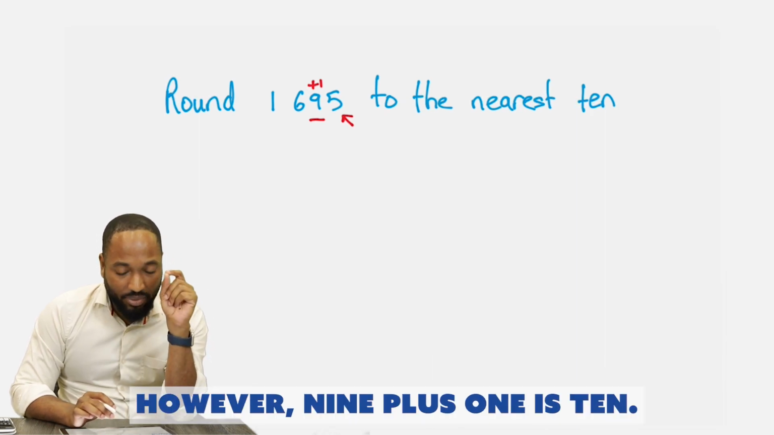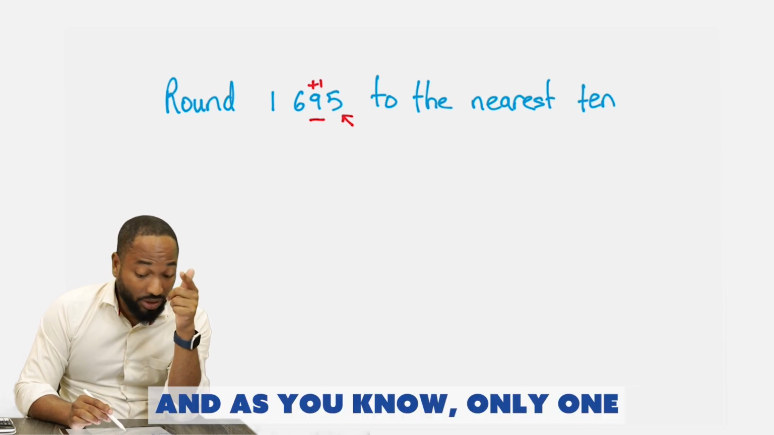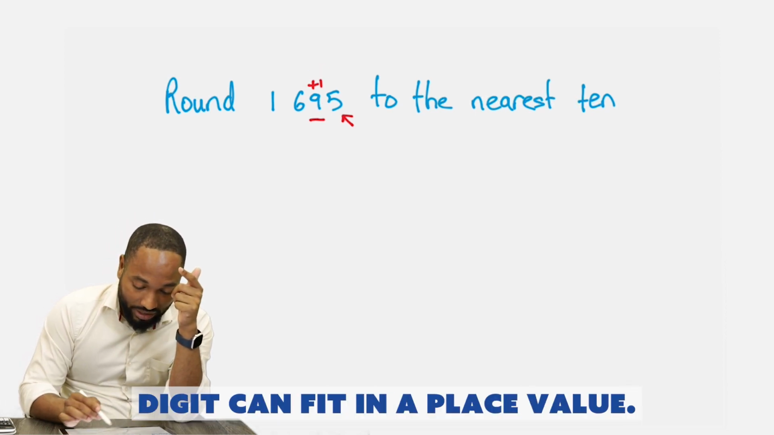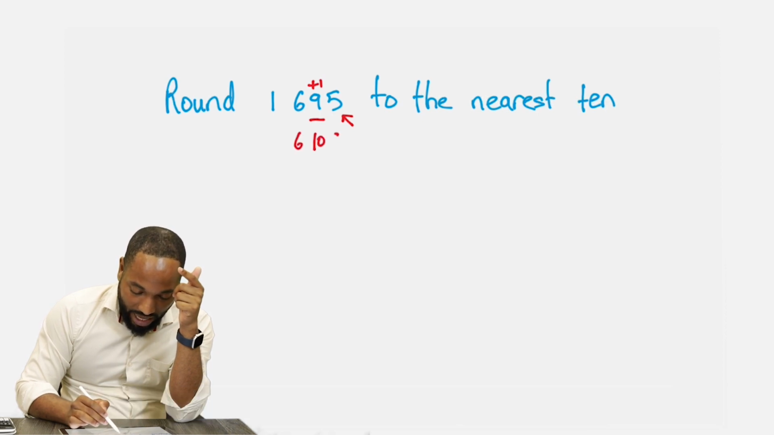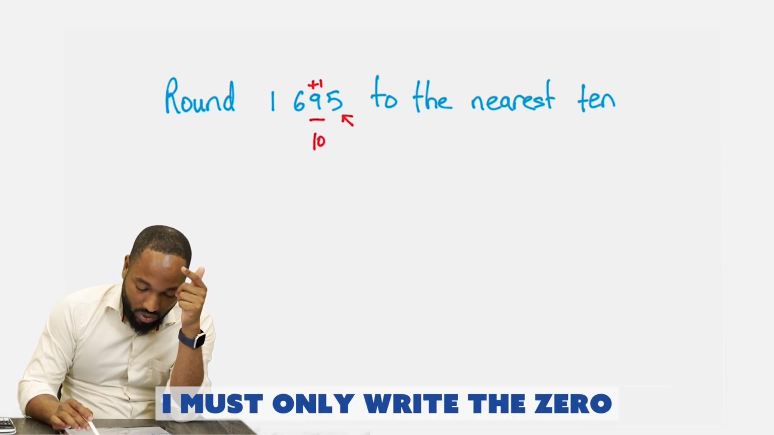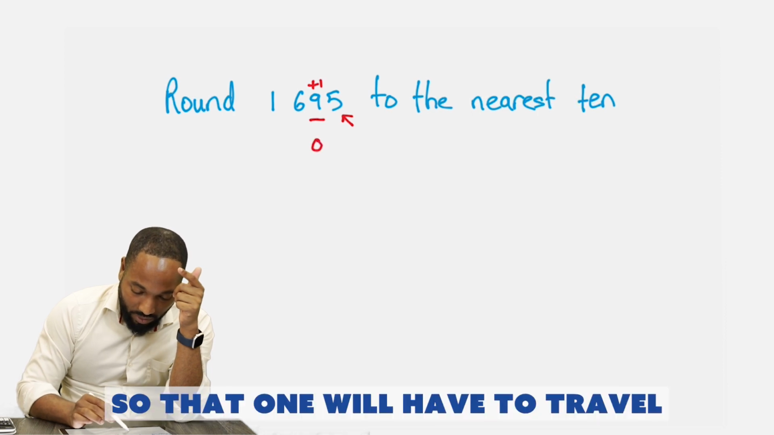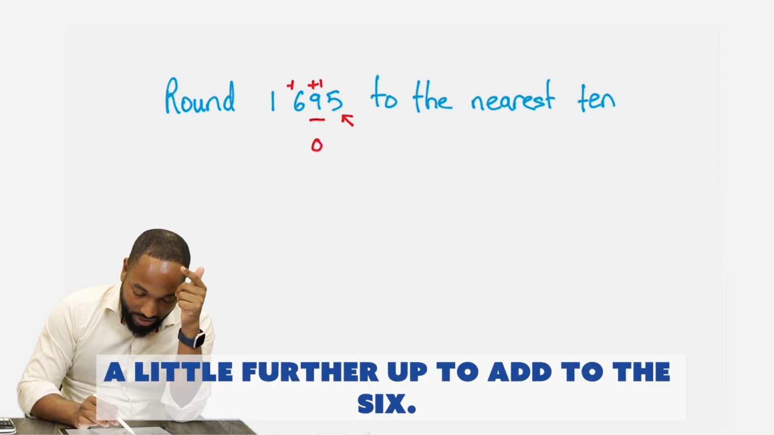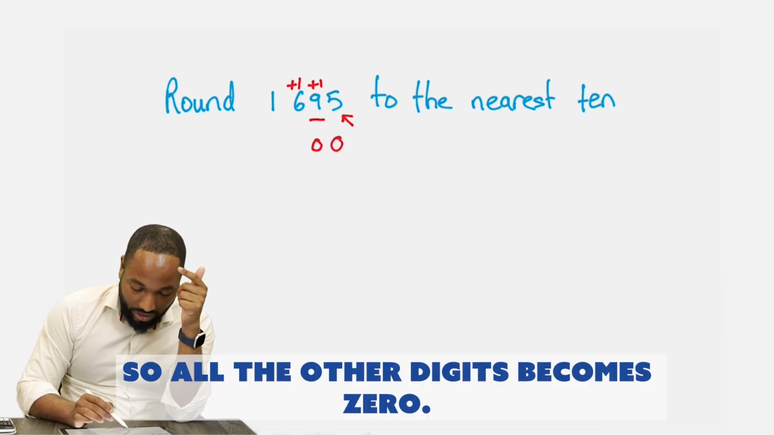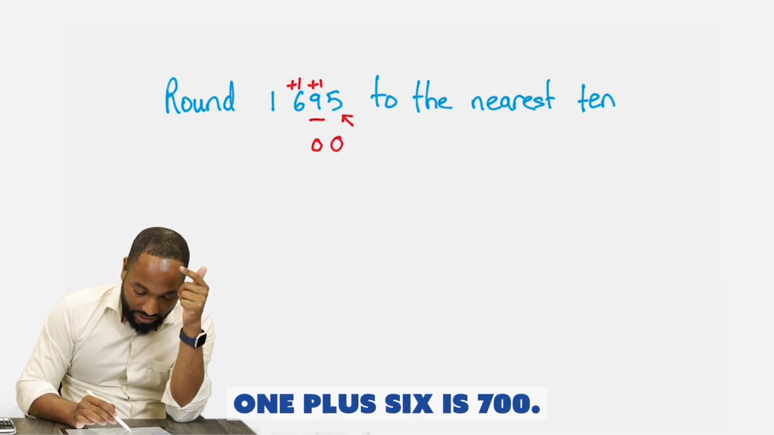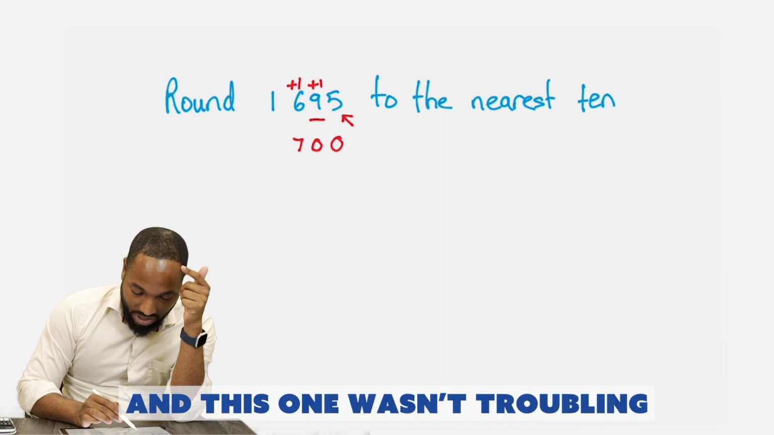However, 9 plus 1 is 10. And as you know, only one digit can fit in a place value. So am I going to write 10 there? I cannot. I must only write the 0. So that 1 will have to travel a little further up to add to the 6. So all the other digits become 0. 1 plus 6 is 7, so 700.